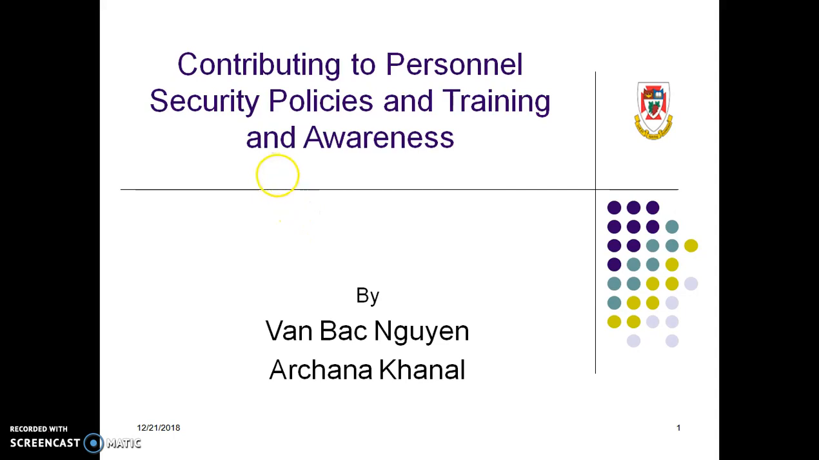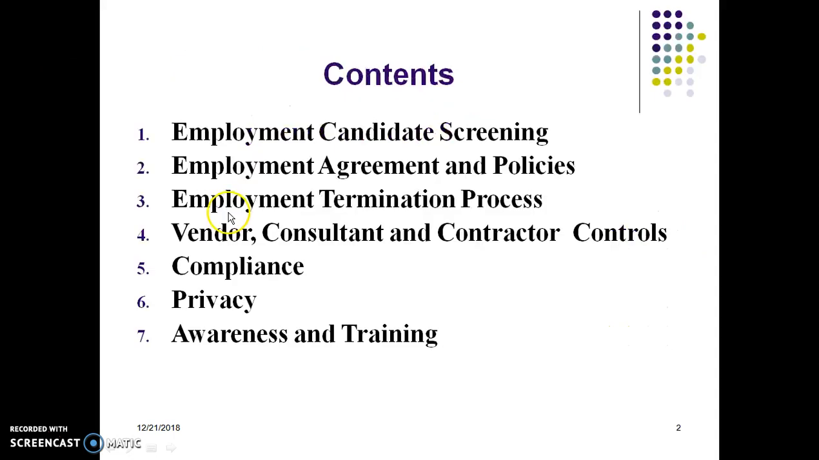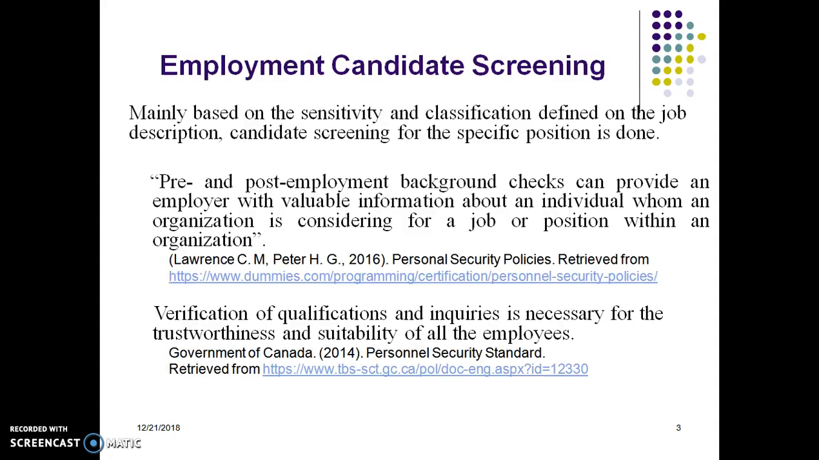The six different ways of securing personnel are discussed in this project, and these are employment candidate screening, employment agreement and policies, employment termination process, vendor, consultant and contractor controls, compliance and privacy. And the basic requirement for the implementation of the security policy is awareness and training. Let's start from the first way of securing personnel, and it is employment candidate screening.